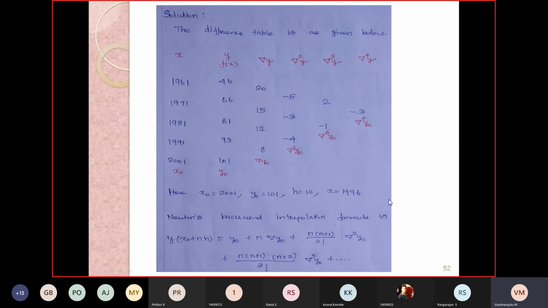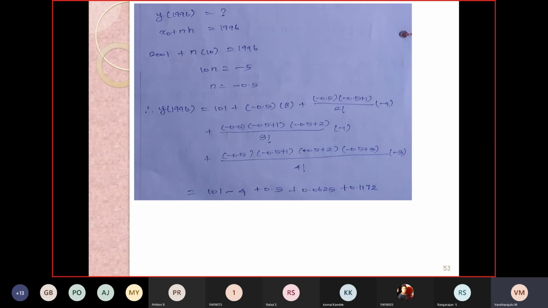Here x naught is equal to, as I have detailed, h is equal to 10 and our x is equal to 1996. Therefore, x naught plus n into h is equal to 1996. Applying the values of x naught and h, we can calculate our n value. n is equal to minus 0.5.